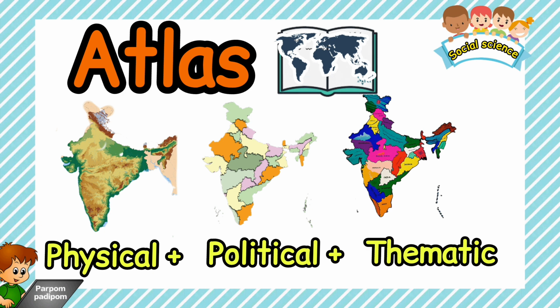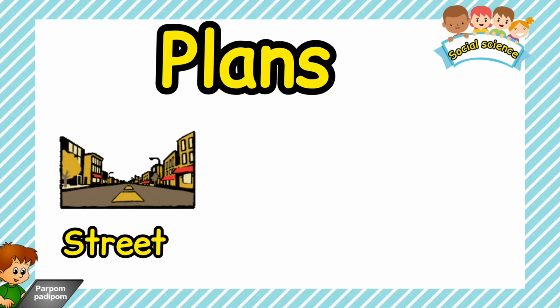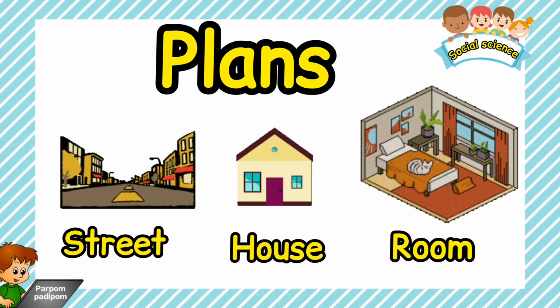These different types of maps can be put together in a book called an atlas. Maps that show small areas, such as a street, a house or a room in detail, are called plans.